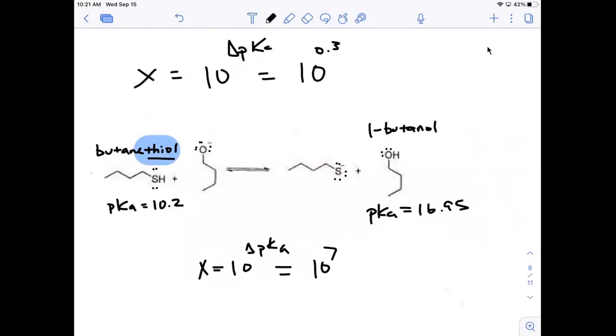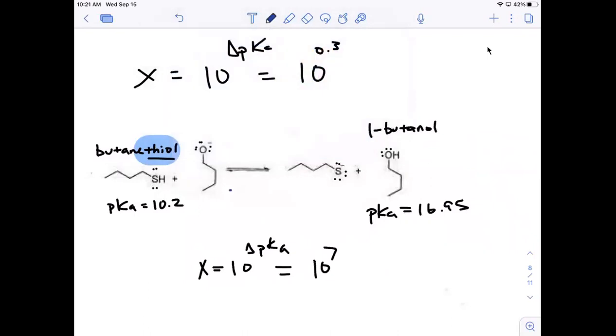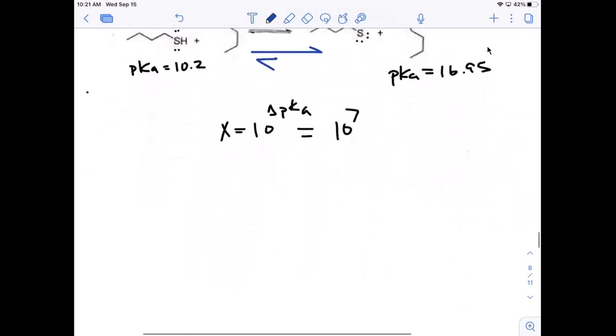Which side is going to be favored in equilibrium? The right side. The product side. Good. Over here. And are we okay with the equilibrium arrows, what they represent? It means that the forward reaction is going to be more favorable than the reverse reaction in the equilibrium. We okay with that? Yes. Let's put some arrows in.